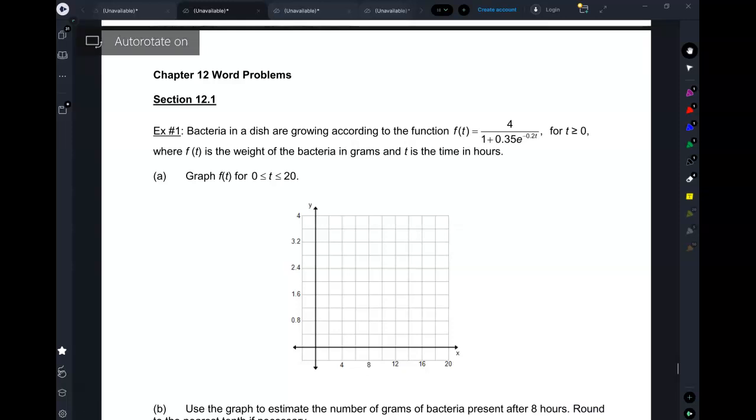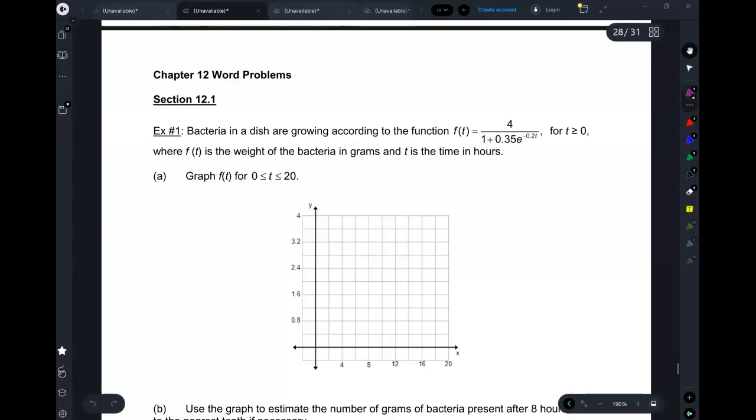Bacteria in a dish are growing according to this function, for t greater than or equal to 0. Okay, pay attention, guys. For t greater than or equal to 0, where F is the weight of the bacteria in grams, and t is the time in hours. These are things that you need to be looking at.